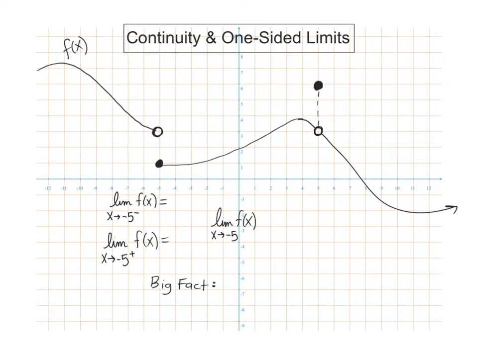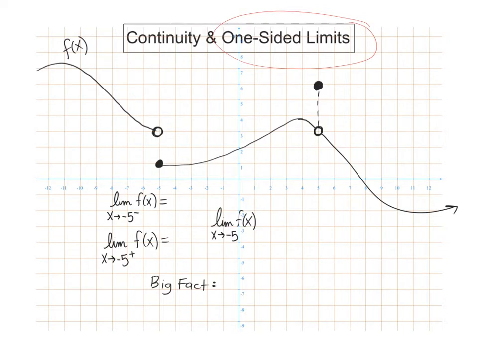Okay, so now let's get to the other topic, one-sided limits. That's what we're going to talk about on this particular slide. So here's an example function. It has two discontinuities. It has a discontinuity at negative 5 where we jump, and then it has a discontinuity at positive 5 where the function is defined at another point. So we have a hole in the graph.